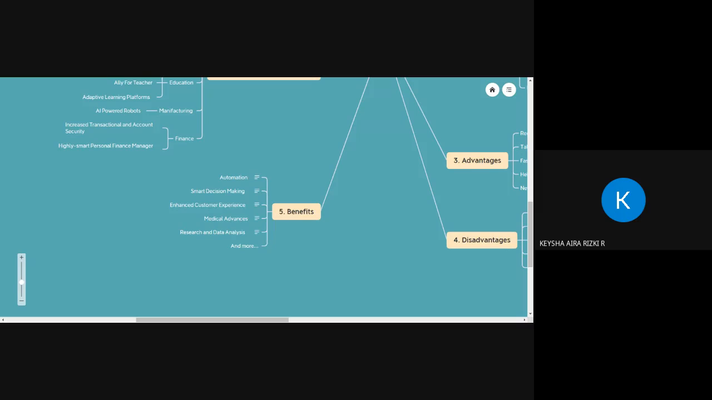Then the last one, but not actually the last, because there are more benefits than those that I've shown you guys. There is research and data analysis. AI and machine learning technology can be used to analyze data much more efficiently. It can help to create predictive models and algorithms to process data and understand the potential outcomes of different trends and scenarios.